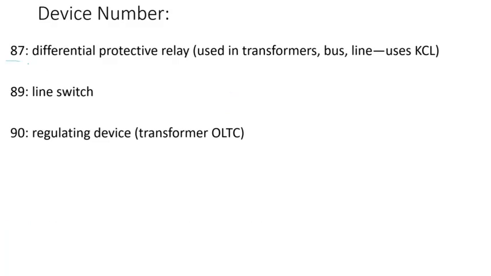87 is a differential protective relay, used for transformers, bus, and so on and so forth. So if you have a transformer, you can have a CT here, the relay somewhere here, and another CT, so you have the high voltage or primary side and the low voltage side. It's applying KCL, Kirchhoff's law: current coming in, current coming out, so they should be the same. Obviously, if there is a fault current, the current will be different, so the differential relay will detect that.